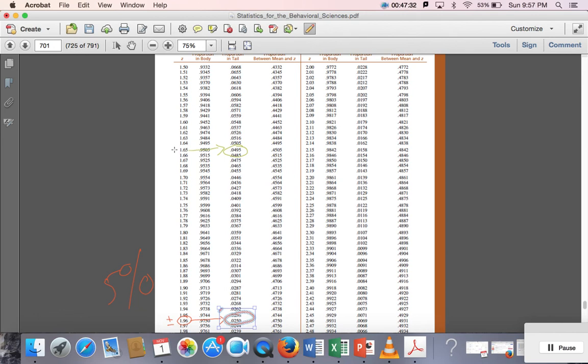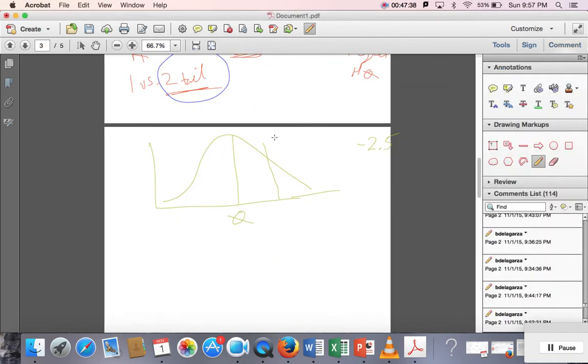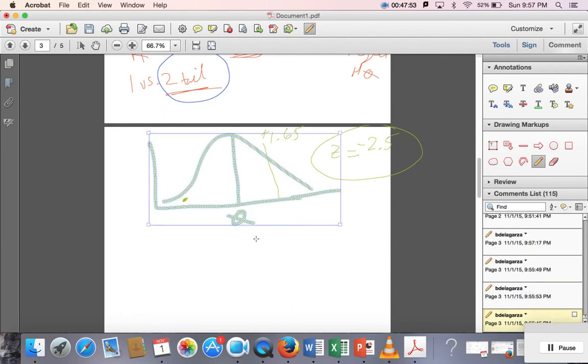Now in this particular case, I said I was only going to look at the positive side, so my critical value of 1.65 becomes positive. So this is my critical value, positive 1.65. But my z-score was equal to a negative 2.5. So my z-score lands all the way over here, pretty far to the left, right? So this is my z-score in this particular case.